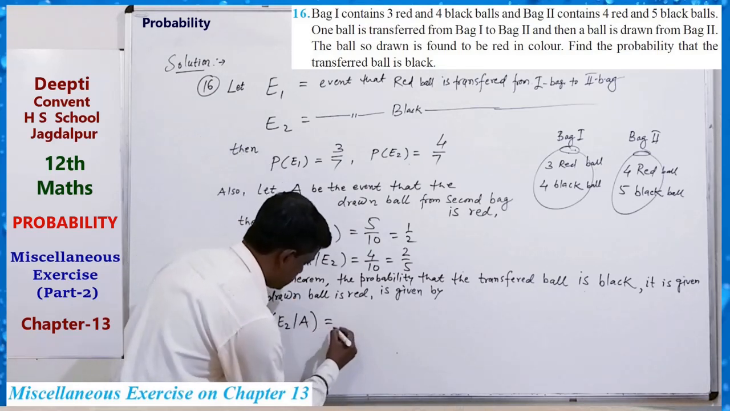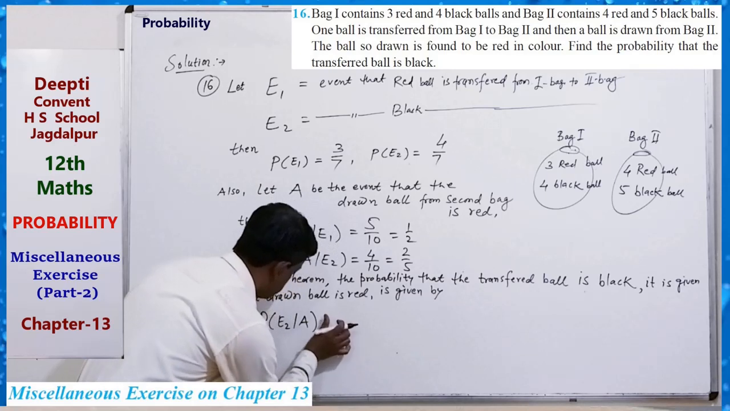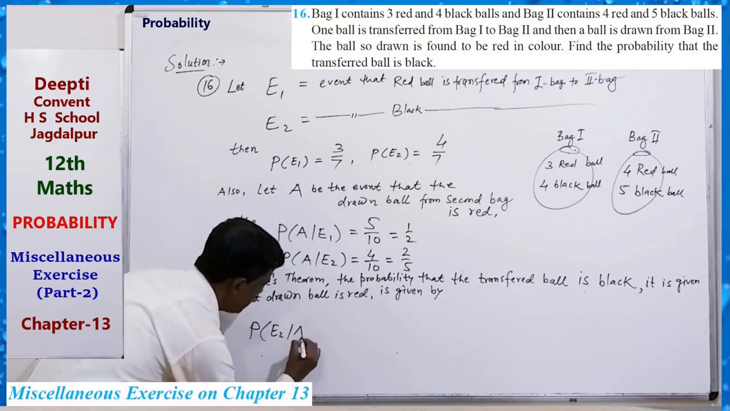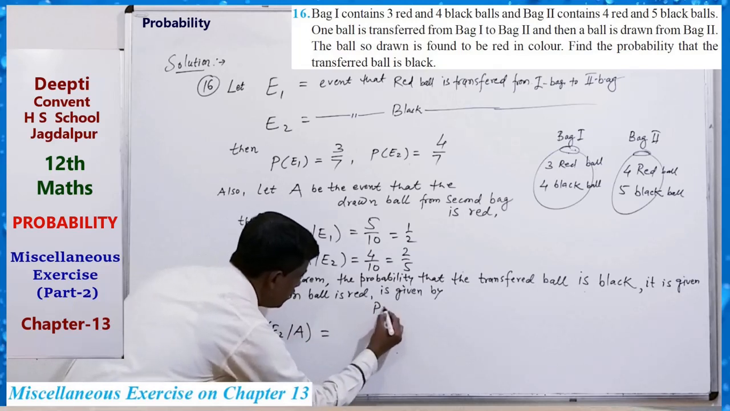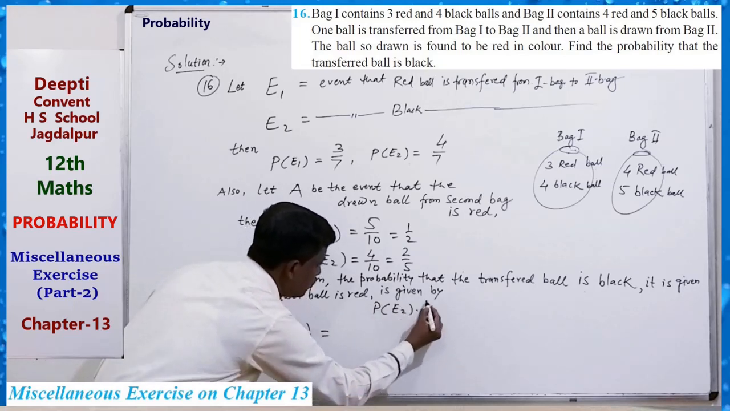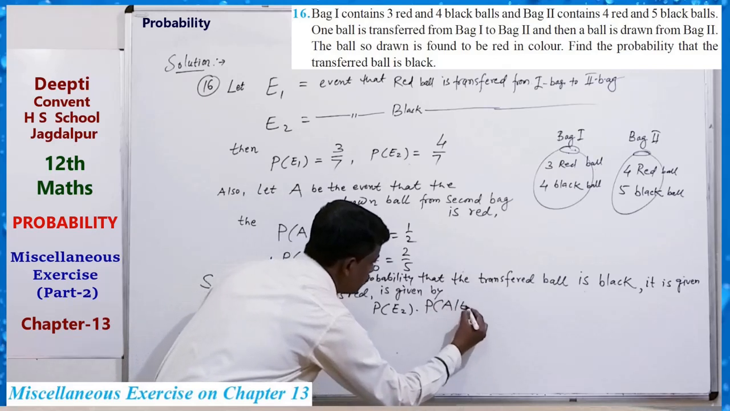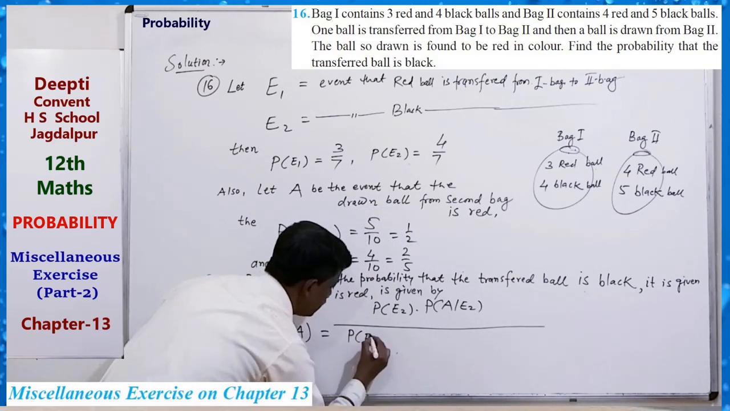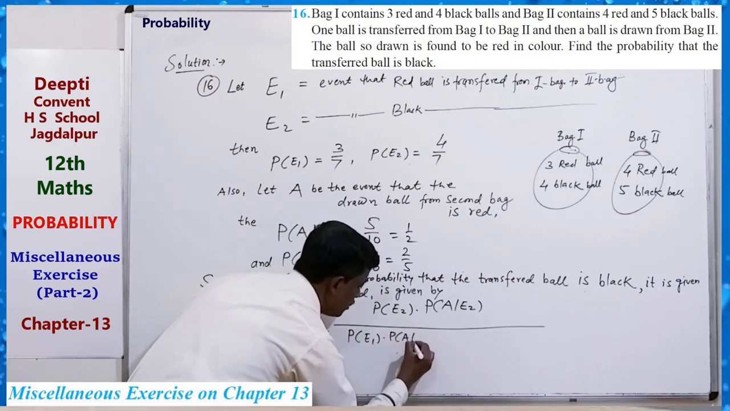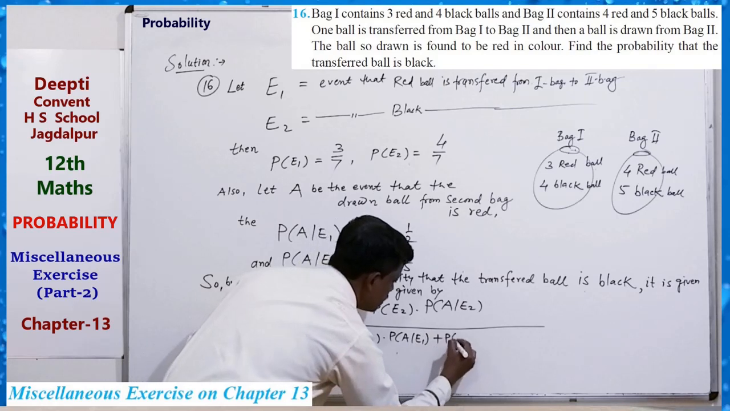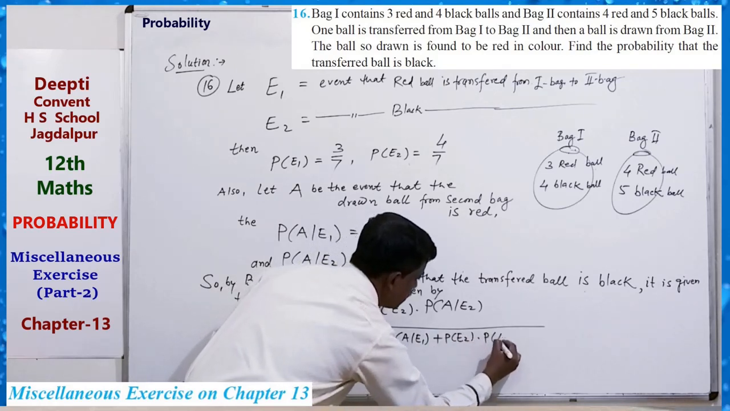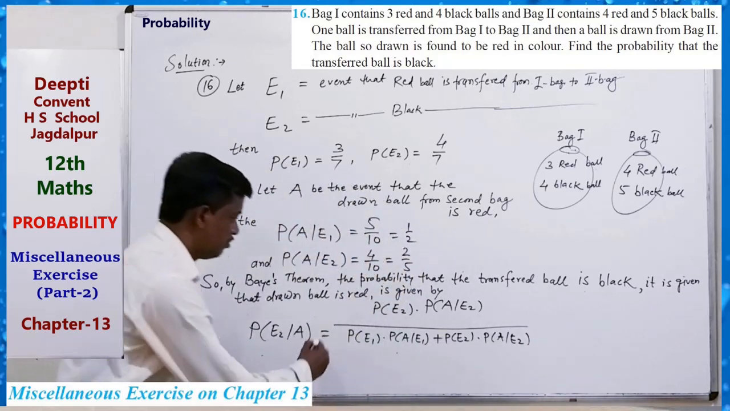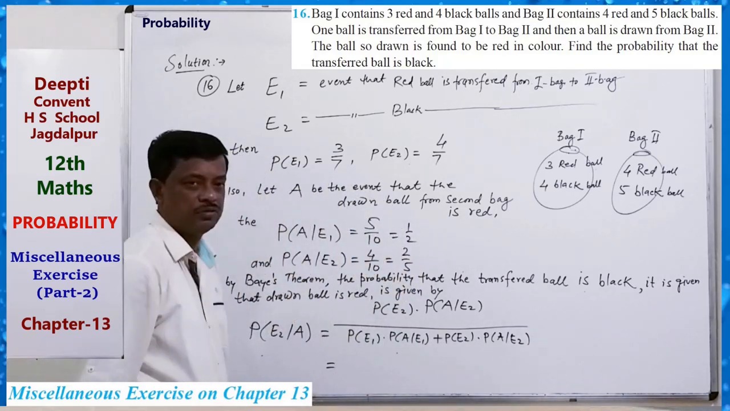So what does Bayes theorem say? P(E2 by A) equals P(E2) into P(A by E2), upon the total probability: P(E1) P(A by E1) plus P(E2) P(A by E2). Clear? Just solve it. Put in the values.